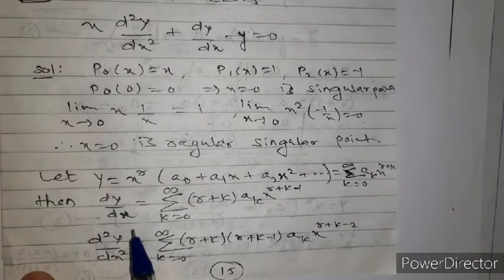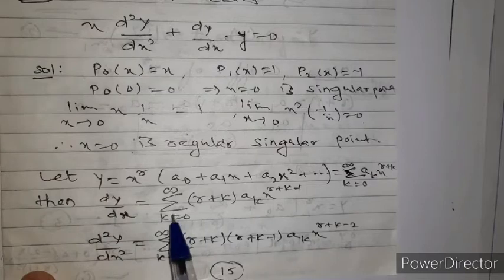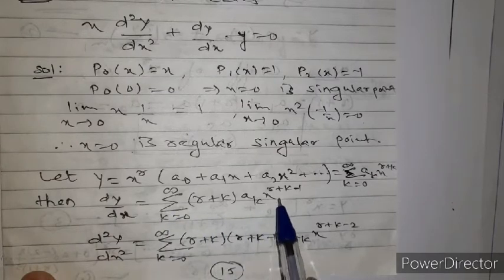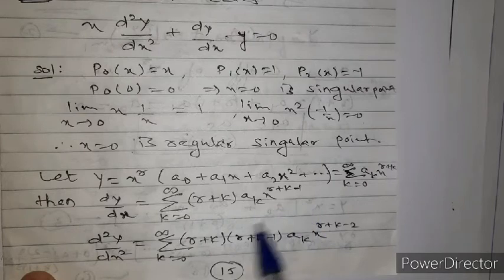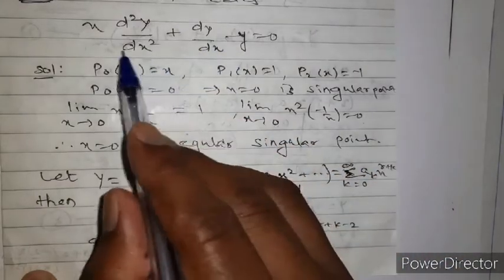Then find its derivative. dy/dx is equal to summation k equal to 0 to infinity (r plus k) a_k x raised to r plus k minus 1. Then d²y/dx² is equal to summation k equal to 0 to infinity (r plus k)(r plus k minus 1) a_k x raised to r plus k minus 2. We just did the derivative here. Now put these values in your given equation.